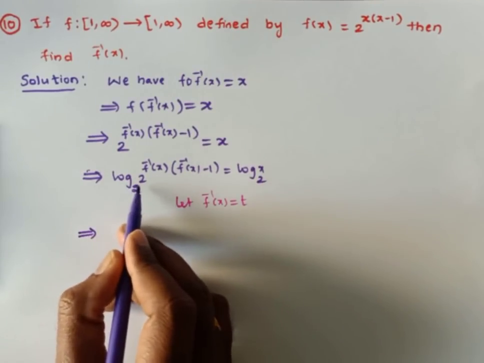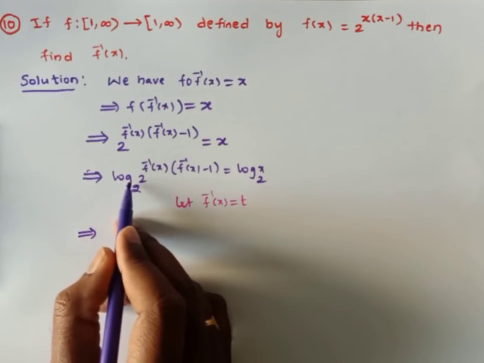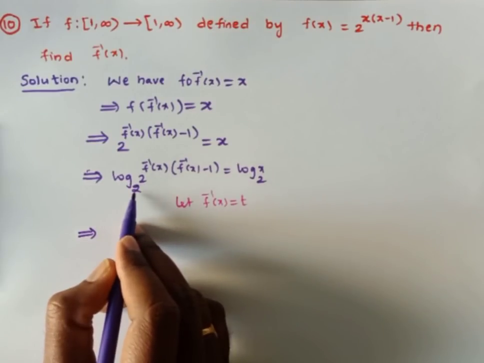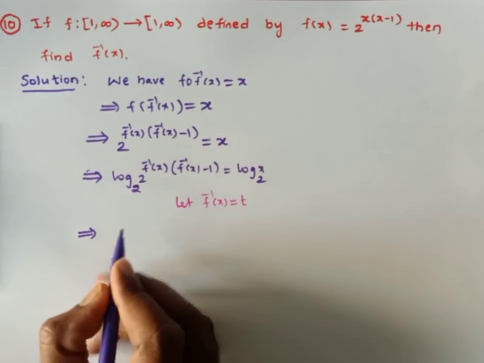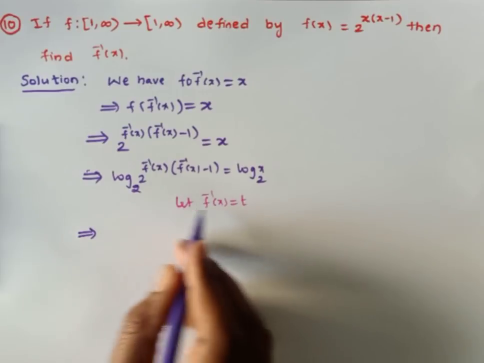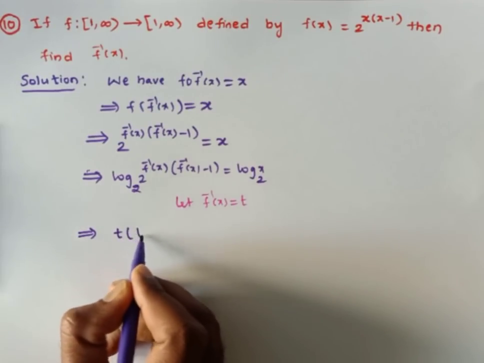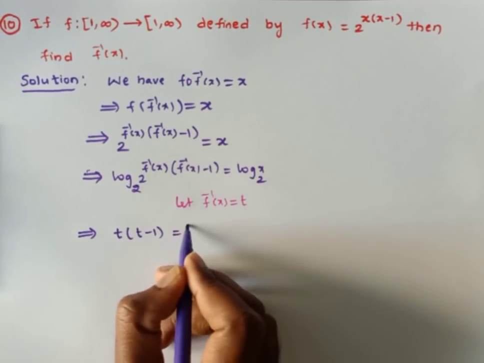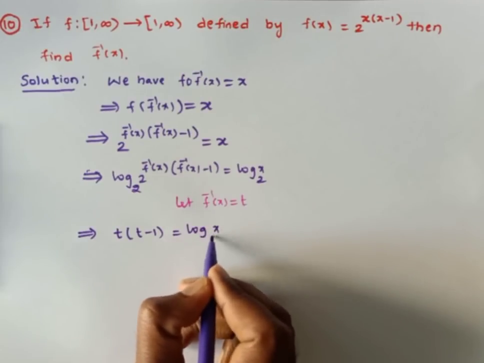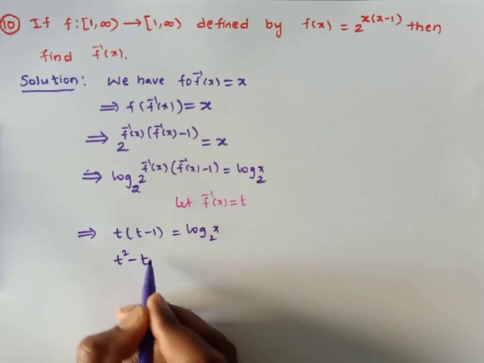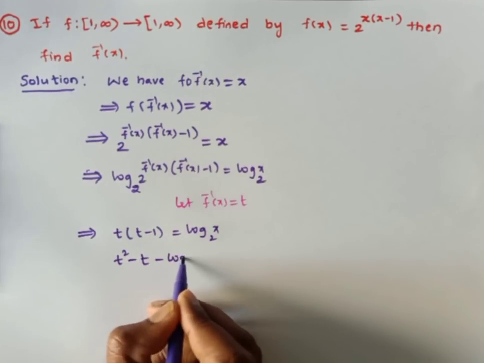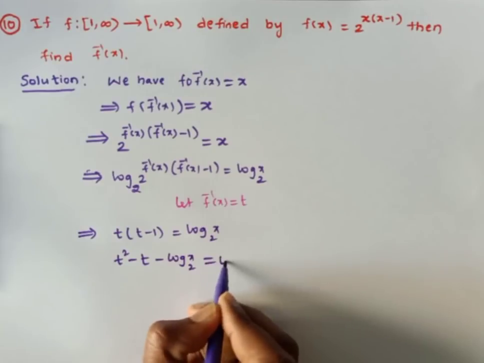and so this is a log of 2 to the power, so it is in the form of log a to the power of x base a, so it is always x, but instead of x this part is there, so we can replace f inverse of x with t, so that it is t into t minus 1 is equal to log x base 2. Now this is t square minus t minus log x base 2 is equal to 0.